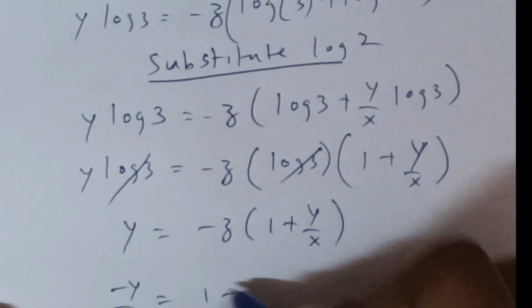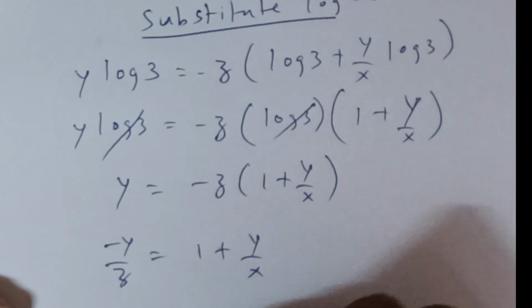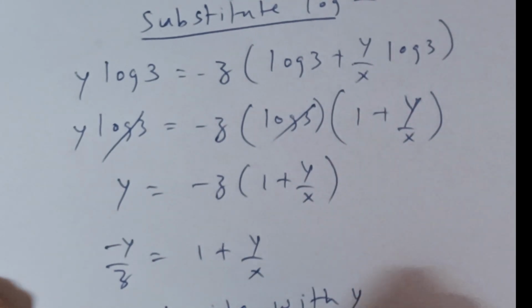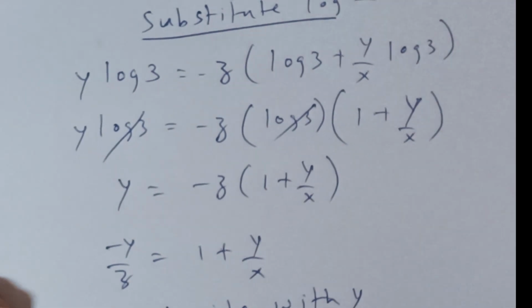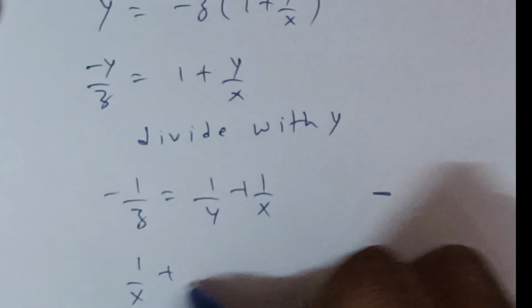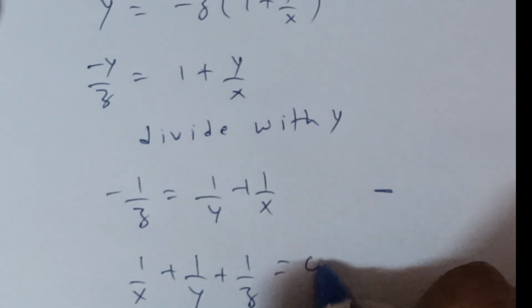Sorry, the camera is not proper. Now just divide this whole equation by y. So then we have minus 1 by z equal to 1 by y plus 1 by x. Bring that 1 by z term this side, and we are at the final answer. 1 by x plus 1 by y plus 1 by z equal to 0. That's the final answer. This is a regular model asked in any aptitude exam.